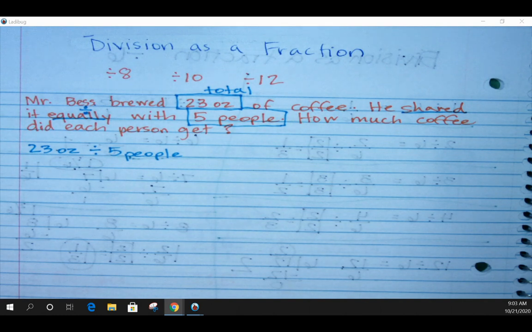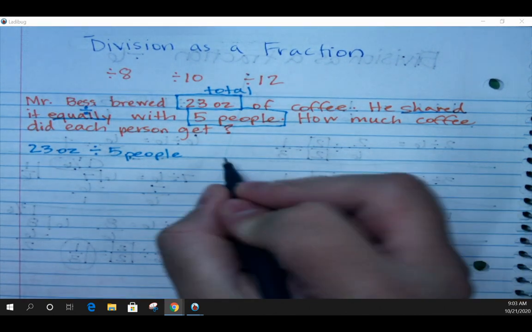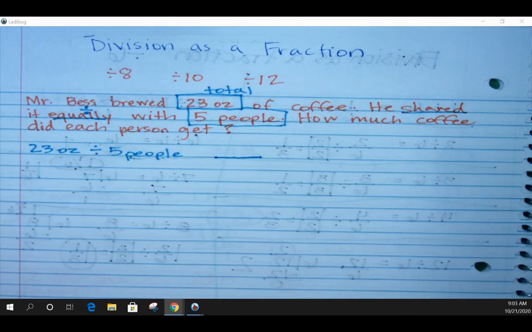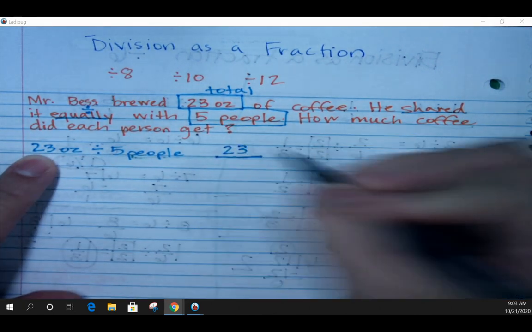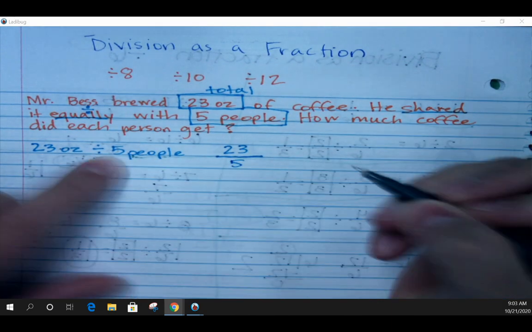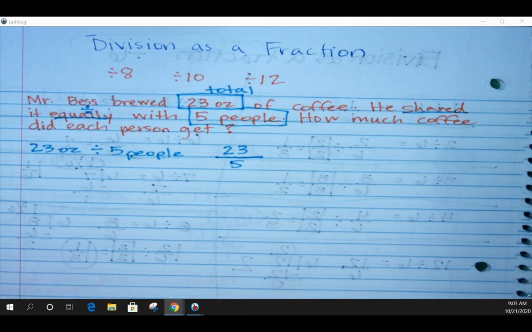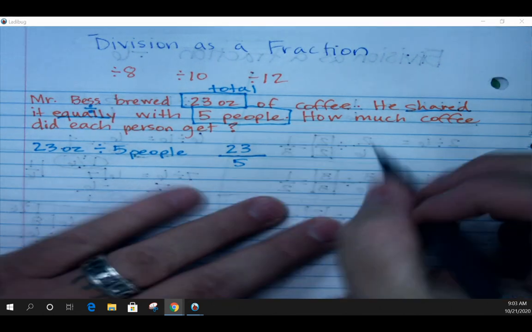Does everybody understand how I'm getting this set up? Now, if I'm going to set this up as a fraction, this line means divided by. You with me on that? So I'm doing 23 divided by 5. Can I leave my fraction that way? No. I have to divide it.